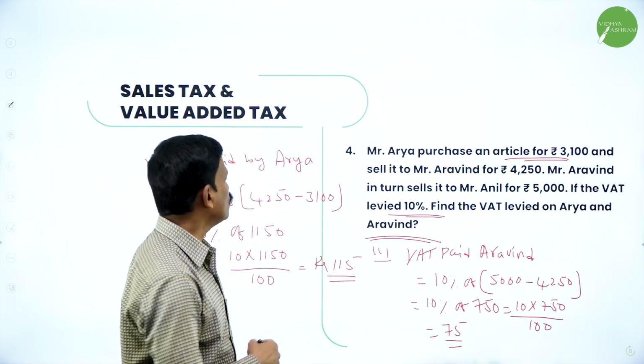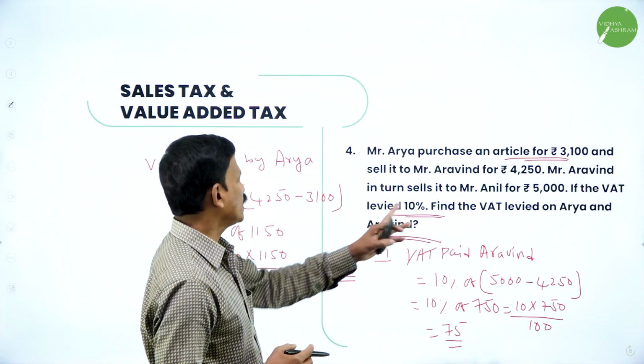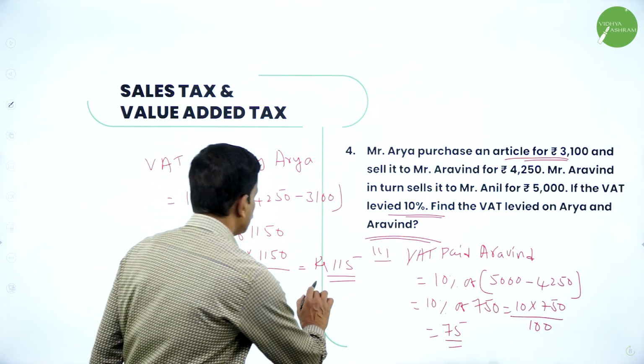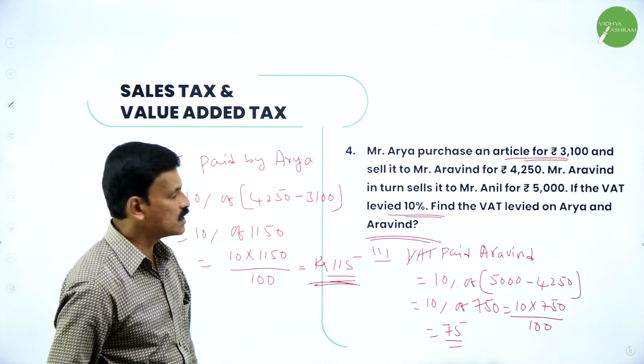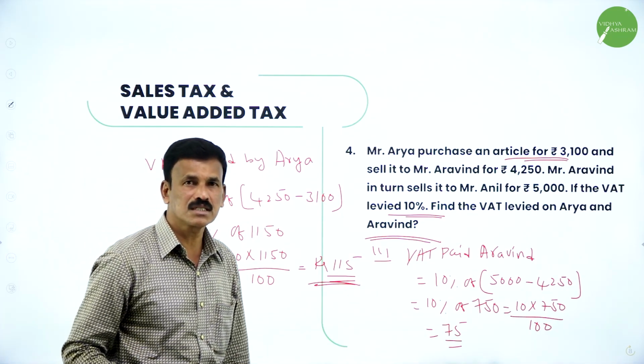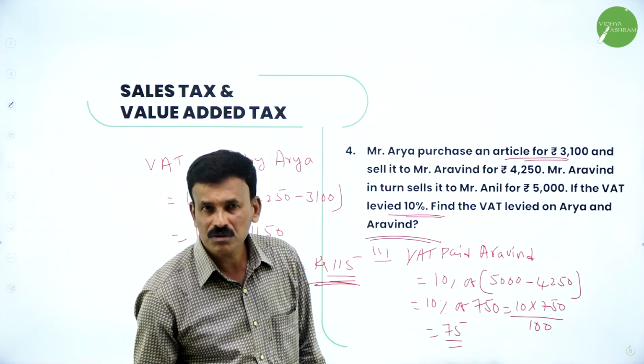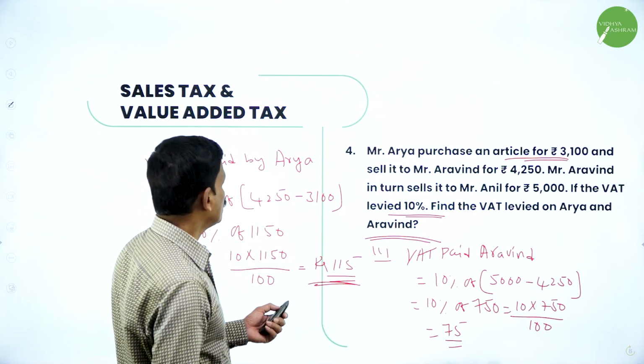That's it. So, the VAT levied on Arya and Arvind means the VAT paid by Arya is 115 rupees, whereas Arvind is rupees 75. Okay, this is how we are going to solve this problem. Now, move on to the next problem.